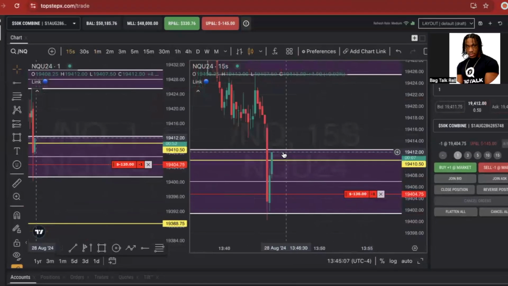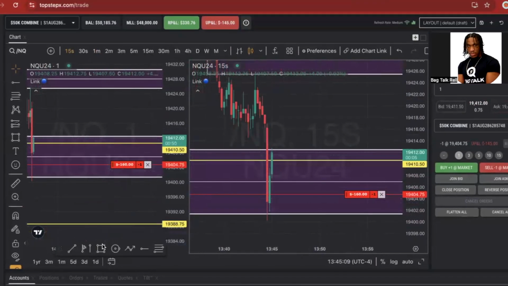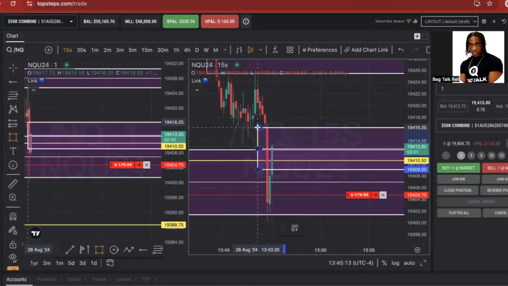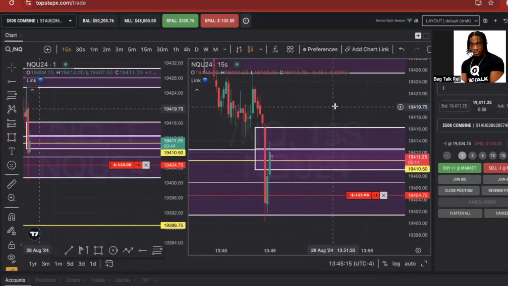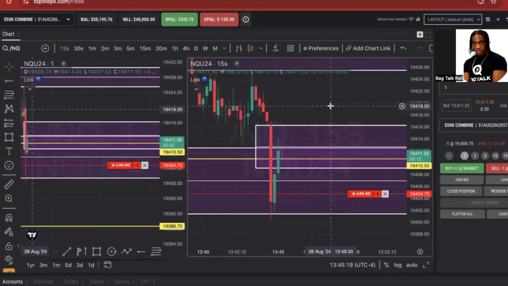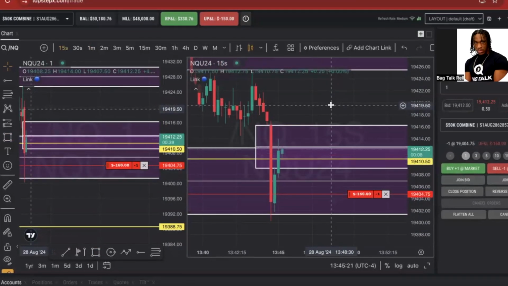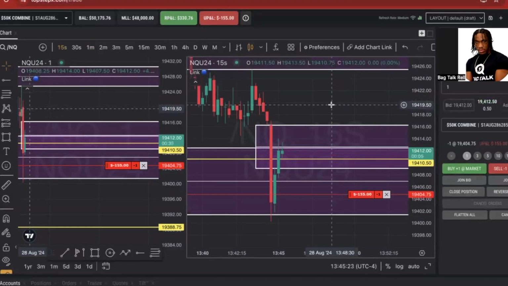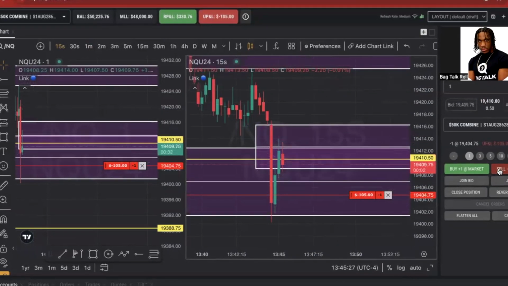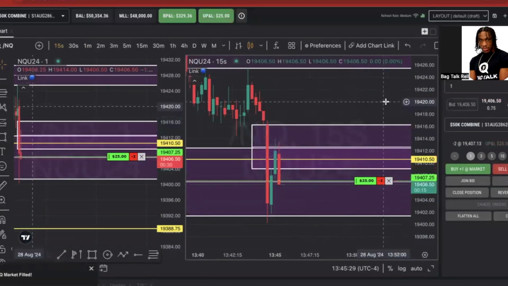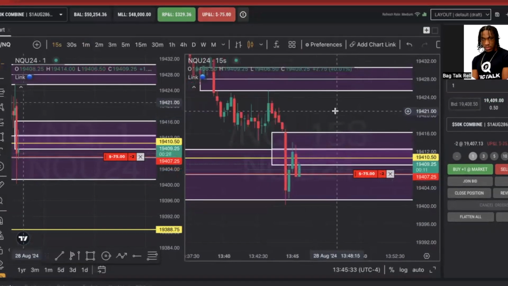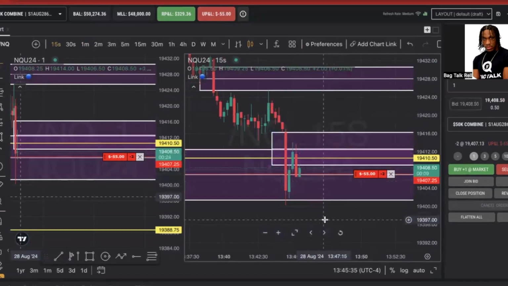I'm expecting a rejection right here inside of this 15-second SIBI that we're on right now. And with that being said, once this flips red, I'm going to get back in another one. Order filled. All right, so I'm now in 2 contracts. That's my max position size that I want to do for this 50K eval. And I'm expecting continuation to the downside.